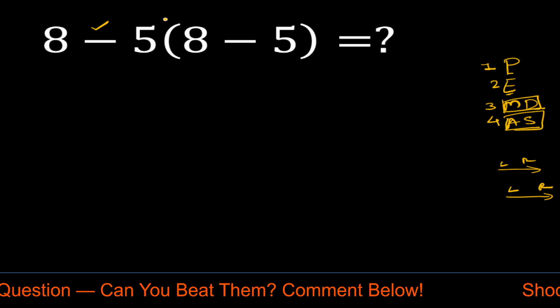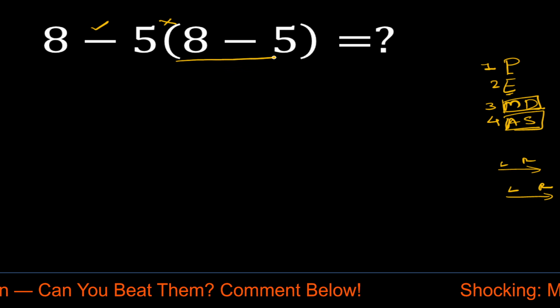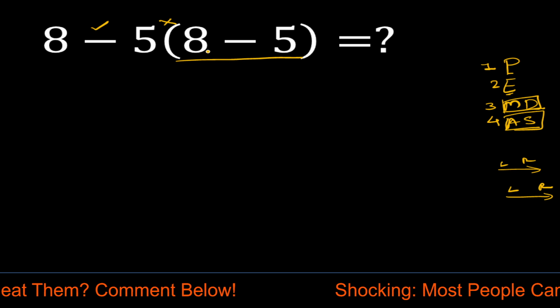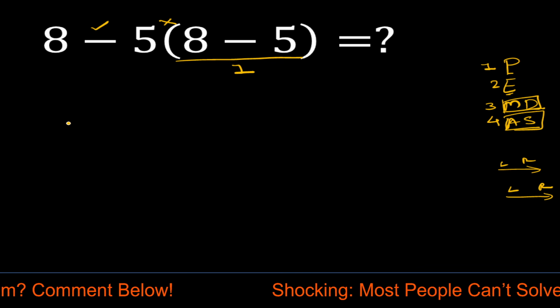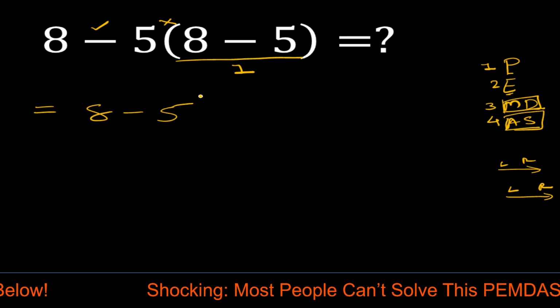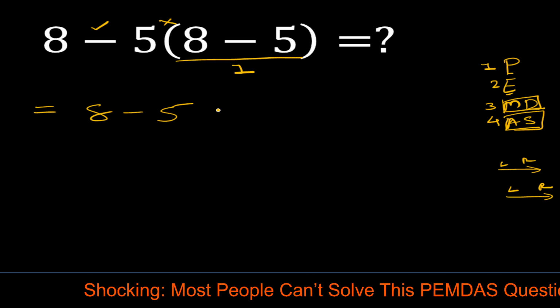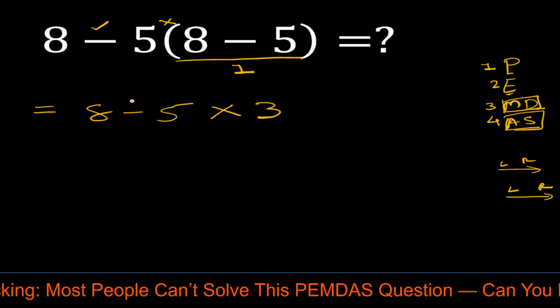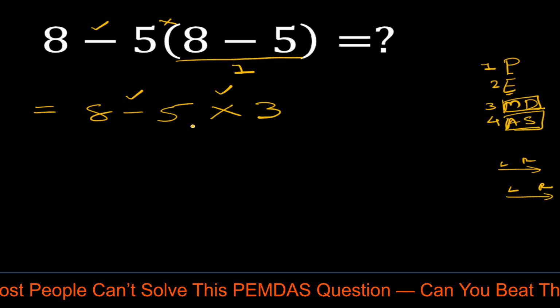In this question, here we have one subtraction, here multiplication, and here we have one parenthesis, right? So according to PEMDAS, first we have to solve this parenthesis. So it is equal to 8 minus 5. Then 8 minus 5 is equal to 3. So multiply 3, right? Now, here we have one subtraction and here multiplication.